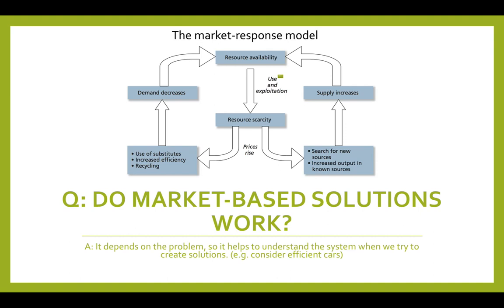And the market response model says one of two things will happen. So we'll follow the arrow to the right first. So someone may go out and search for new sources of the particular kind of tree we like to use for paper. Or there may be an increased output in the known sources. In this case, let's say somebody goes out and plants a new source of the particular kind of trees we like, and it happens to be a tree that grows up in only about 10 years, these really fast-growing poplars maybe.